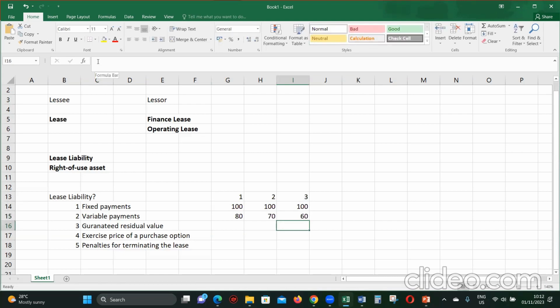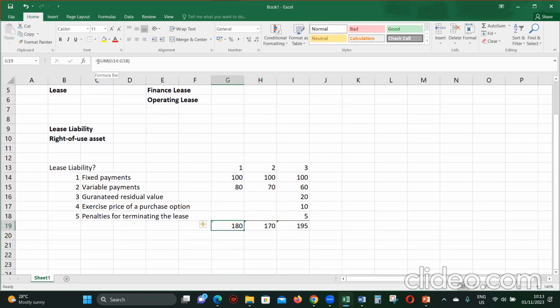Guaranteed residual value is paid at the end of the lease term. So it can't be first or second. It should be the last year, the 3rd year if it is a 3-year lease period. Let's say 20. Exercise price of a purchase option, let's say 10. Penalties, let's say 5. Likewise. Then you need to take the total, year-wise. Now, 180 will be paid during the first year, 170 will be paid in the second year, 195 will be paid in the 3rd year.